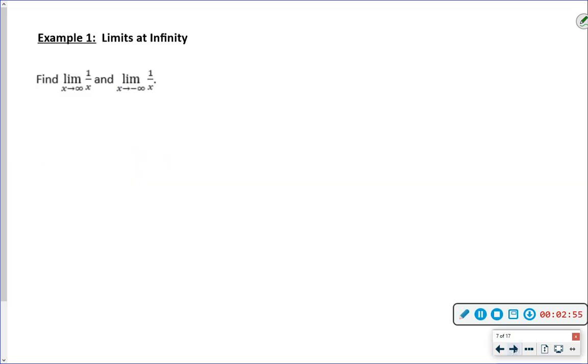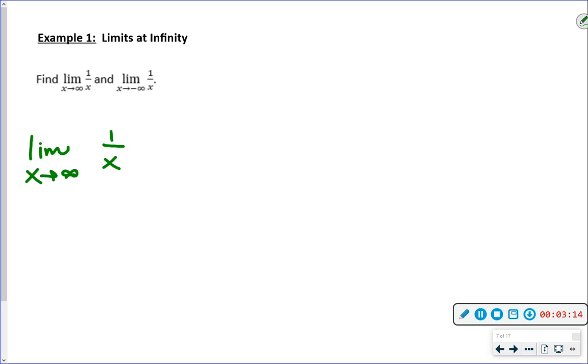Okay, so for this one, of course, we're approaching infinity, negative infinity. Couple different ways you can look at it. I'm going to do the infinity one first. Now, if you have kind of a number sense, some of you might be able to look at that and say, well, I can tell you what it is right now.